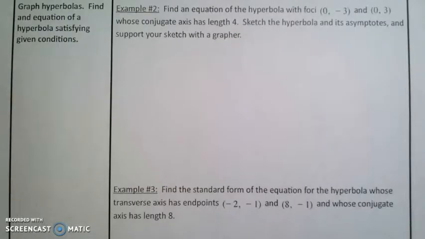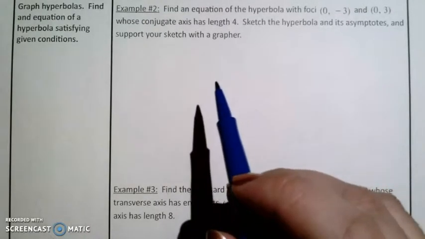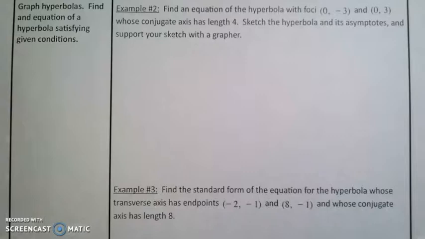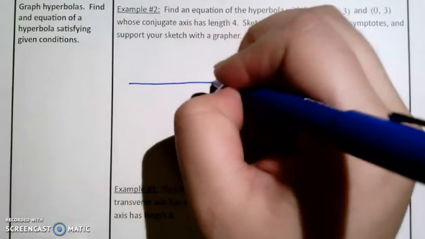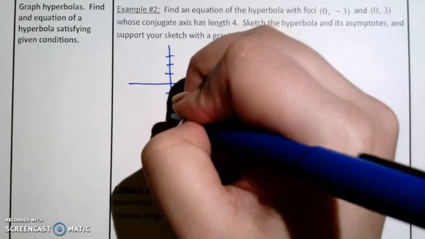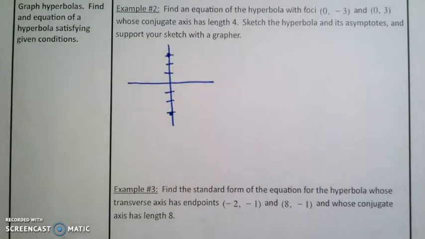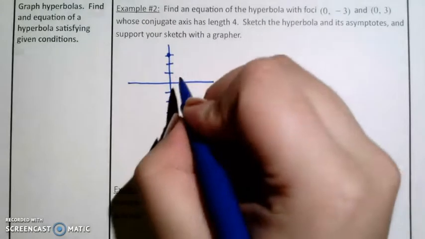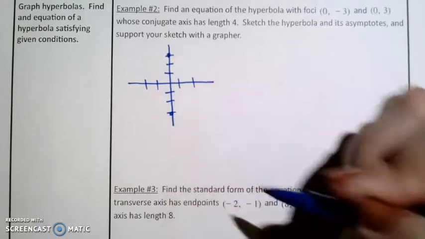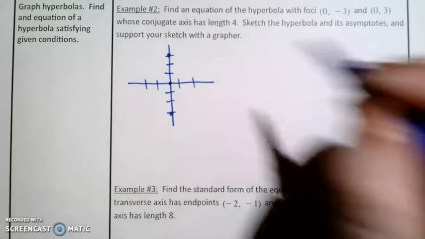Our next objective is to graph hyperbolas and find the equation of a hyperbola satisfying given conditions. So in example 2, we want to find the equation of a hyperbola with foci at 0, negative 3 and 0, 3, whose conjugate axis has a length of 4. If I sketch this, 0, negative 3 and 0, 3 are foci, so our graph does not actually go through those points. With the foci on the y-axis, that means our transverse axis is the y-axis, meaning we are centered at 0, 0.